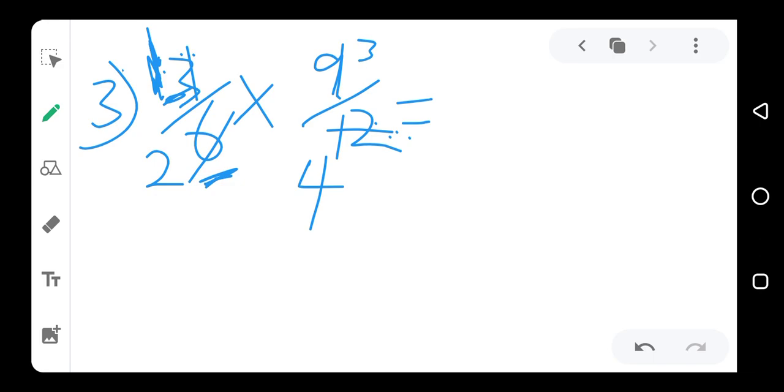So the final answer is the one on top multiply each other and the one below multiply each other, which is now 1 times 3, which gives us 3, over 2 times 4, which gives us 8. So the final answer is 3 over 8.